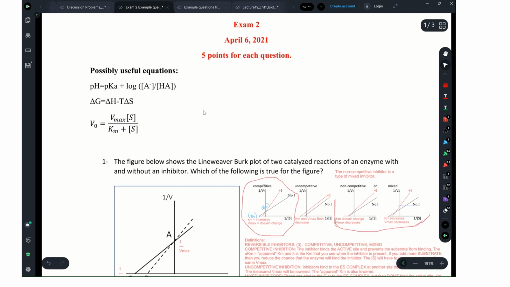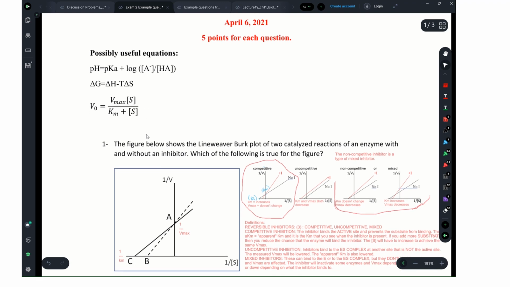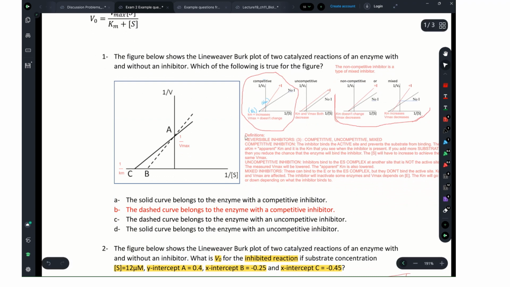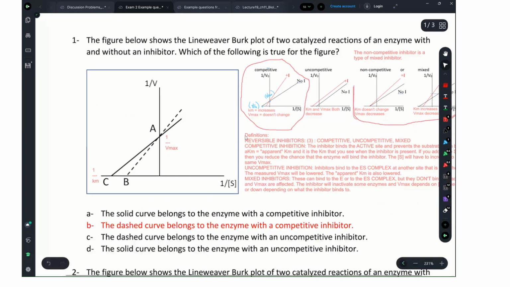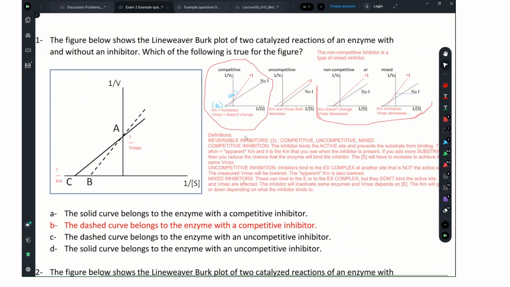Okay, so here are some formulas that she gave you. pH is equal to pKa plus log of the acid over the base. And then delta G is equal to delta H minus T delta S. And then the Michaelis-Menten. Okay, so question 1. The figure below shows the Lineweaver-Burke plot of two catalyzed reactions of an enzyme with and without an inhibitor. Which of the following is true for the figure?